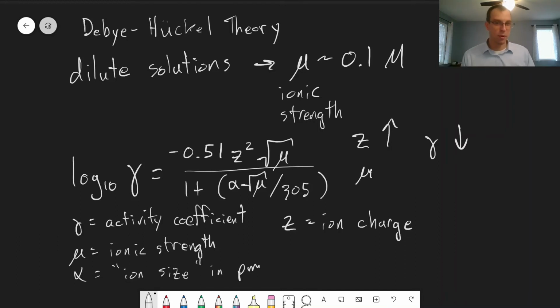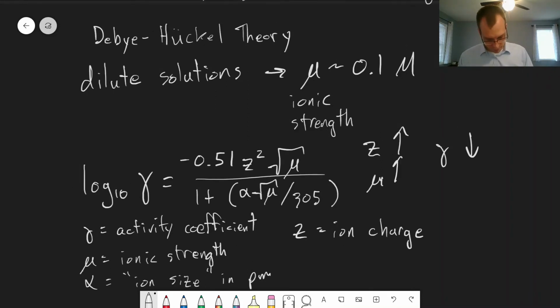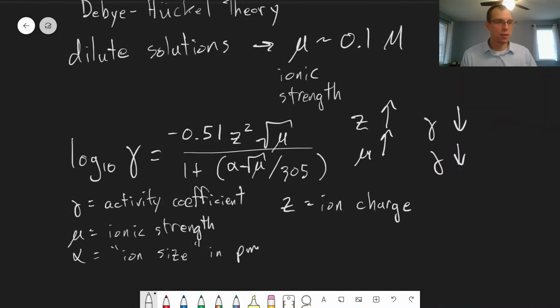The other thing we could see here, though this one isn't as obvious because there's a mu on the top and a mu on the bottom, is that as mu increases, the activity coefficient will also decrease. So as more ions are in solution, even if they're not the ions that are part of your equilibrium, the effective concentration will decrease, so the activity coefficient decreases. And another one is that as alpha decreases, gamma will decrease.